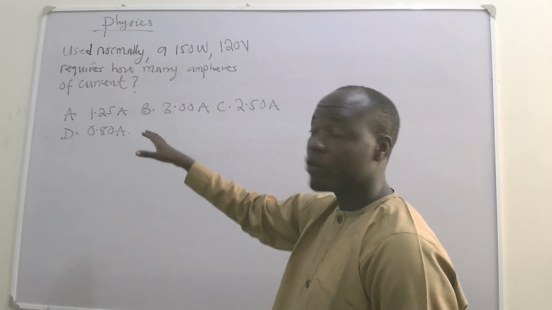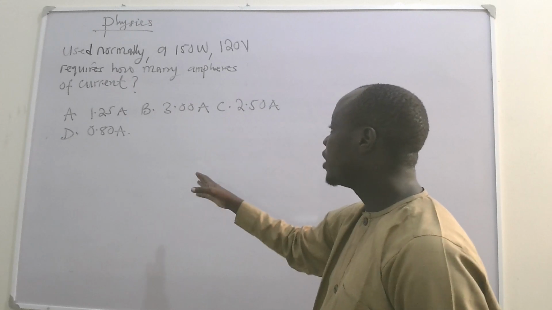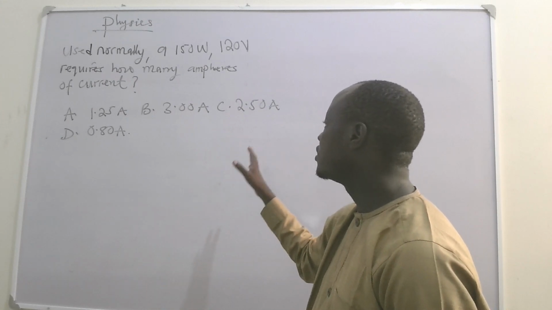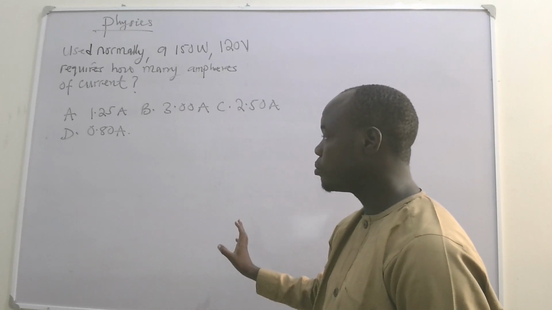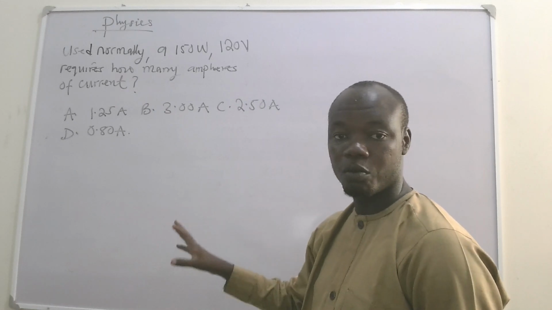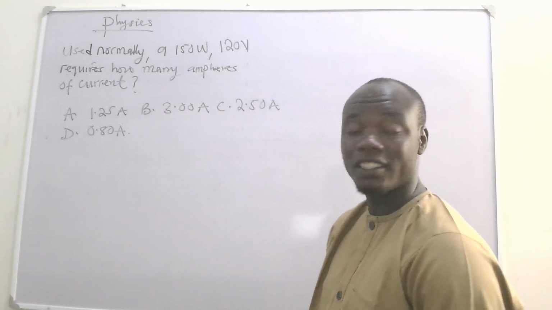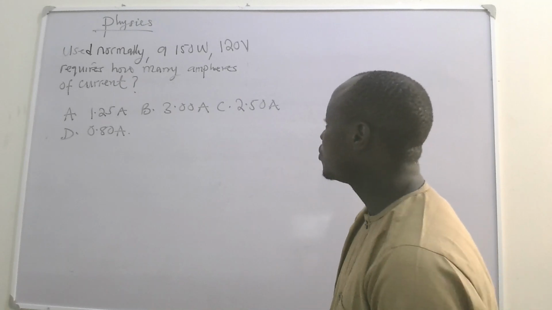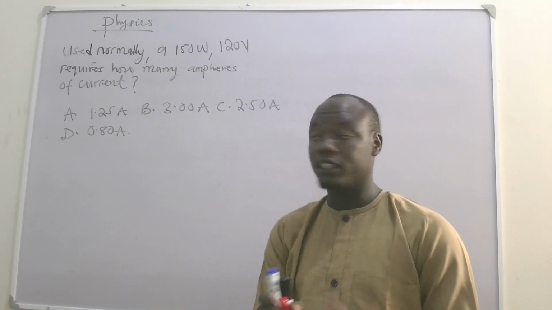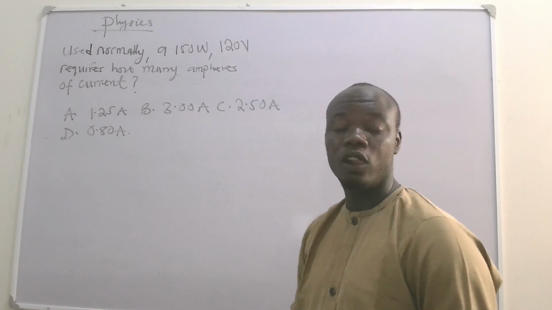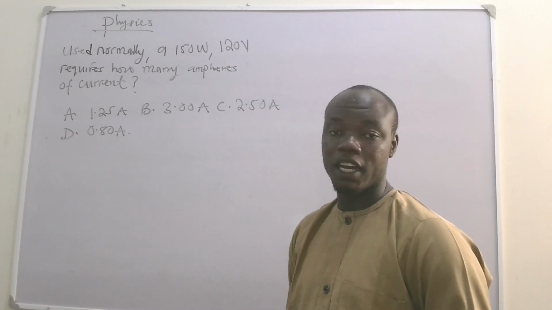So A, we have 1.25 ampere, B, we have 3.00 ampere, C, we have 2.50 ampere, and D, we have 0.8 ampere. So this is electricity. I think we need to look at electricity first before we solve this question. Let's start with current.